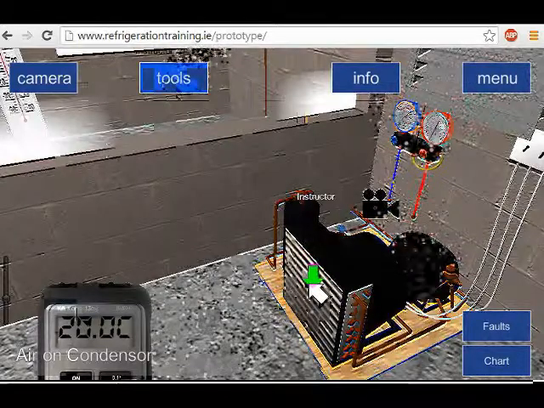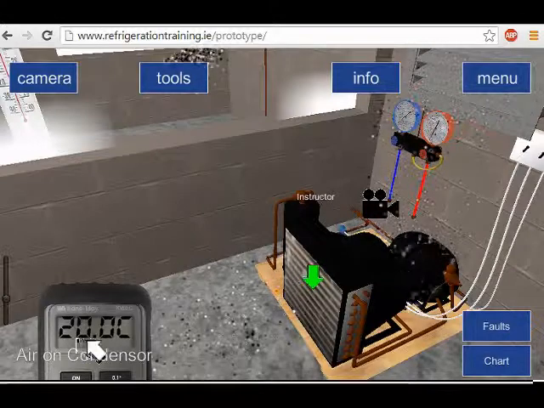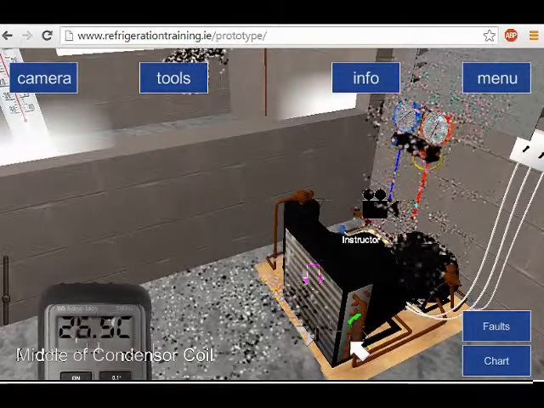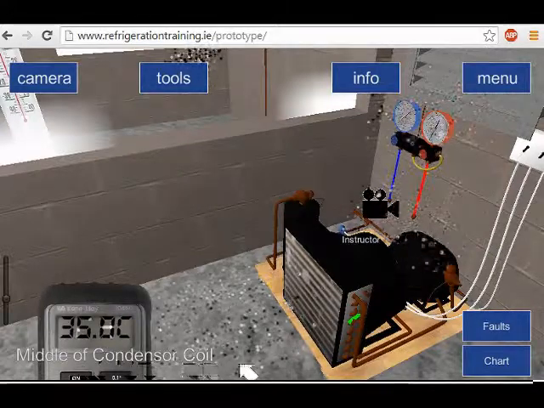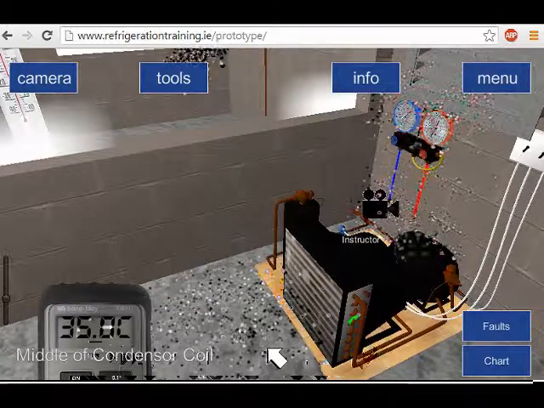So you're going to put your probe at the air onto the condenser, and you're going to give it a temperature. You're going to see that it's 20 degrees Celsius, okay? You're then going to get your thermometer and stick it in the middle of the coil. You're going to show that you have your probe in the middle of the condenser, and you're getting a 35 degree temperature, right?